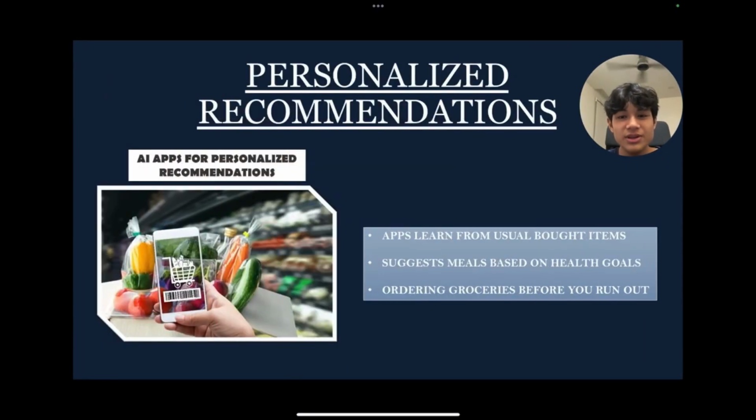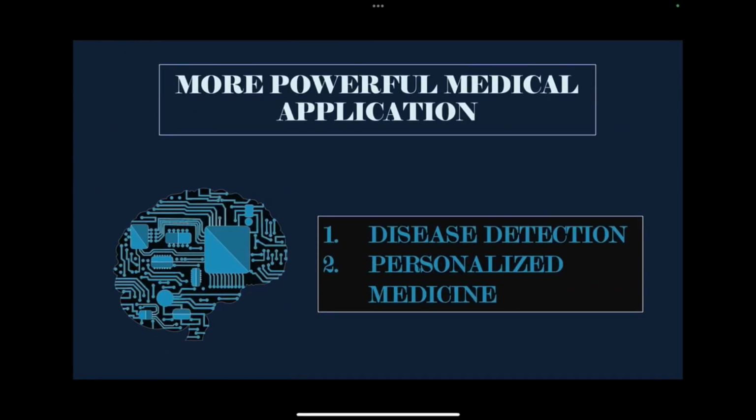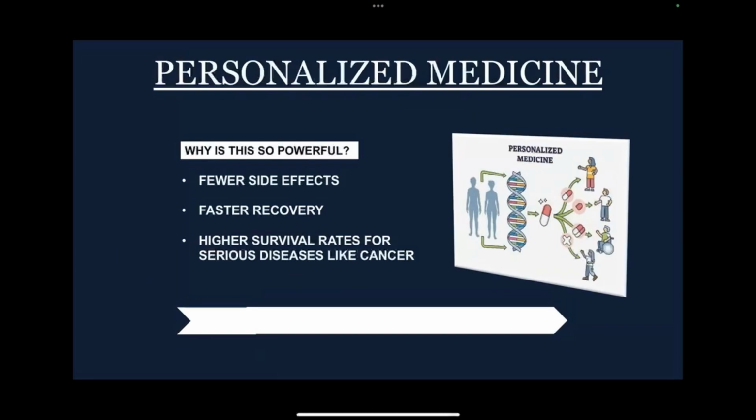AI apps can also be used for personalized recommendations based on past purchases and goals set by the user. Machine learning is also used for more powerful medical applications where disease detection and personalized medicines can be done. Using machine learning, cancer can be detected way earlier than doctors can, while the best treatment can be suggested as well. But why is this so powerful? Well, there are fewer side effects since medications are made based on patients' DNA, faster recovery, and higher survival rates.